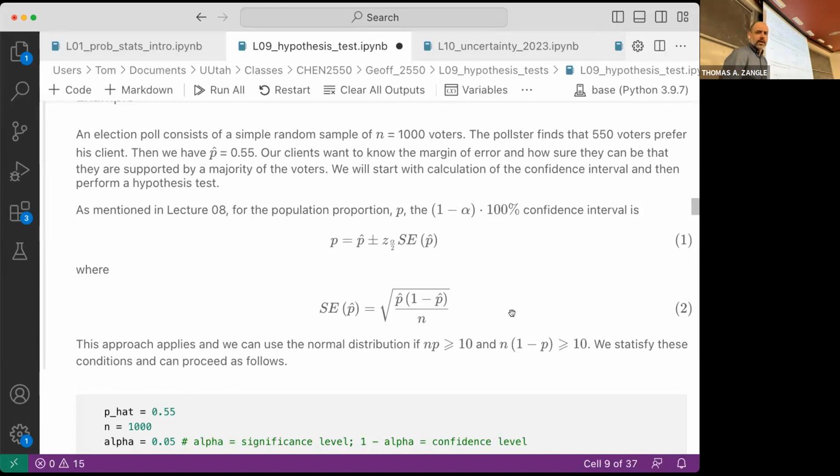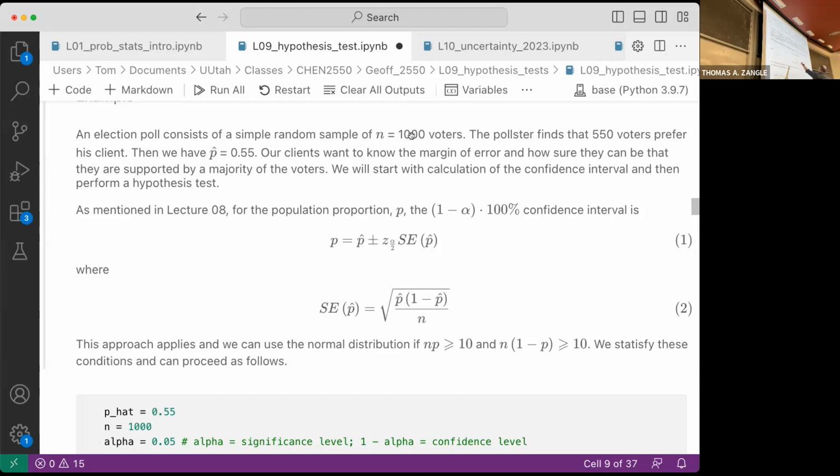So let's say we have an election poll with a random sample of 1,000 voters, and 550 voters prefer one particular candidate. So p, the observed proportion, is 0.55. From this result, we want to know the margin of error, and obviously if this is your pollster, your client then wants to know how sure they can be that they're supported by a majority of the voters. So again, we're going to start with calculation of a confidence interval, and then we're going to perform a hypothesis test.